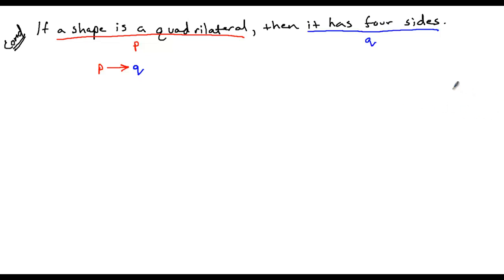And we can even do our Venn diagrams, right? We can have our big thing here for Q. That's everything that has four sides. And our statement is saying that if a shape is a quadrilateral, all the quadrilaterals we know of have to fit inside this four-sided shape world. So if something is a quadrilateral, then it also has four sides. And hopefully you'll agree that that is a true conditional statement.